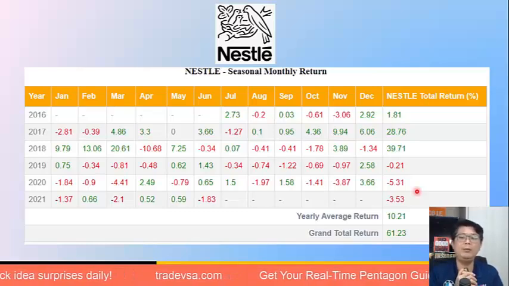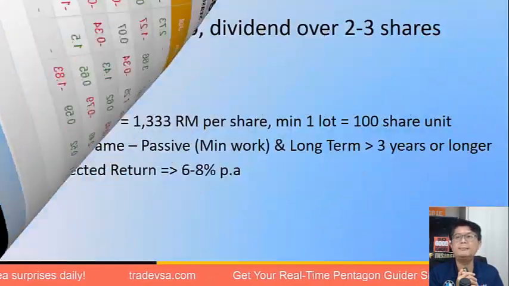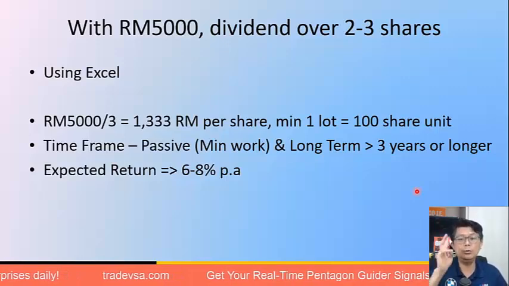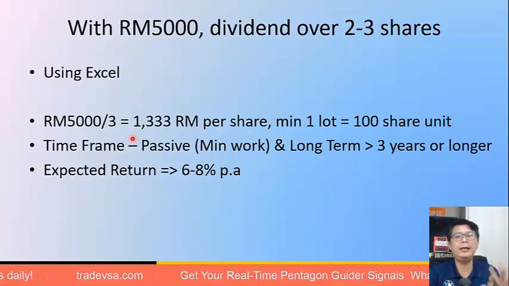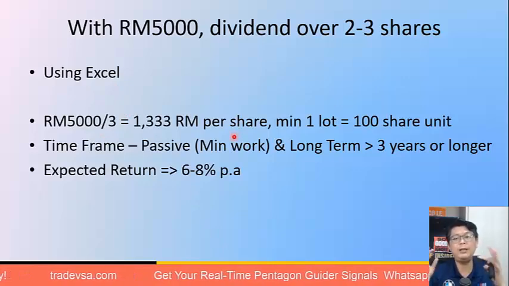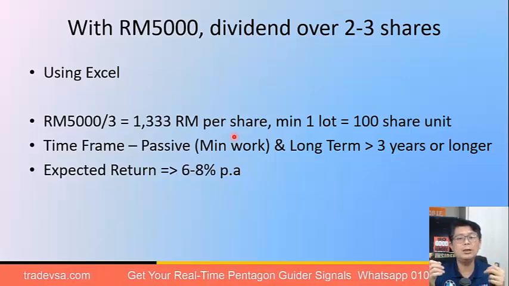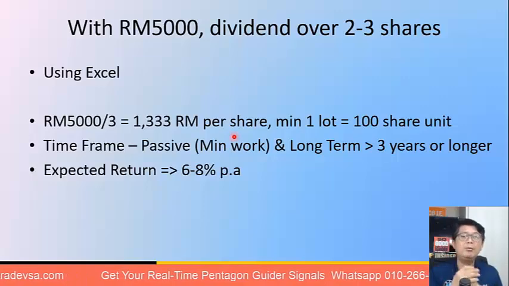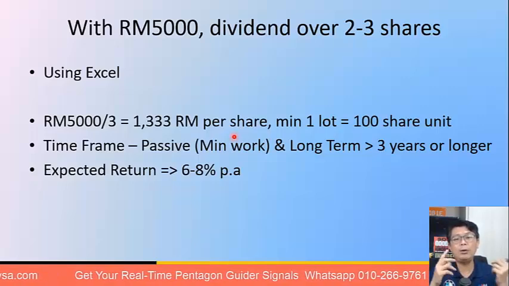But I don't think Nestle will end up with a 3% return for this year. It should move back up eventually. Okay, so let's look at the 5,000 ringgit so far and dividend stocks, 2 to 3 shares. So we only target 2 to 3 shares, using the Excel, right? So we have 5,000 ringgit. We divide by three stocks. Of course, if you have 50,000, you can do maybe 4 stocks, all right? But the minimum is 3 stocks, the maximum is maybe 5 stocks for 50,000. But for 5,000, you want to keep it to 3. So you will spend 1,333 ringgit per share, minimum of 1 lot, 100 shares.